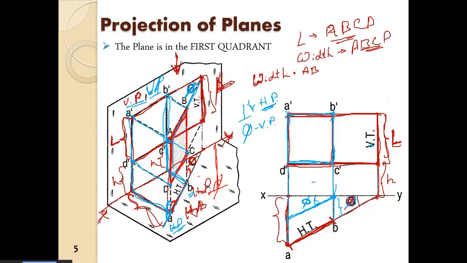All right, because it is perpendicular to the horizontal plane. Since it is perpendicular to the horizontal plane, if we see from top, we will see only the edge AB projected on the horizontal plane. Okay.